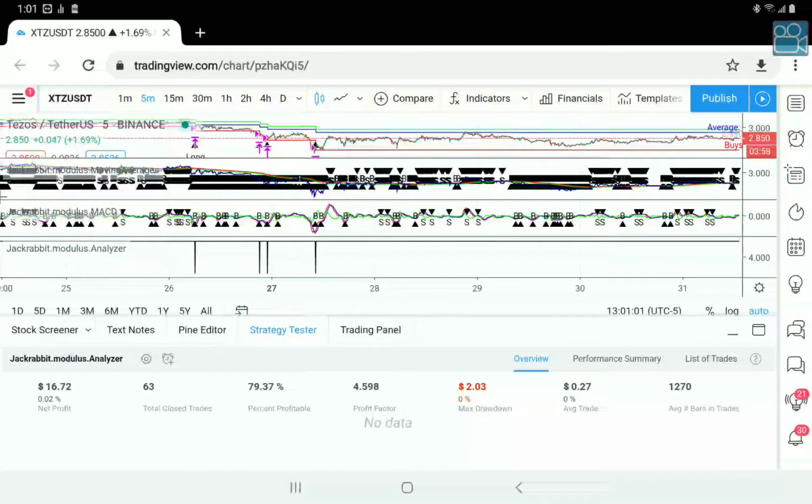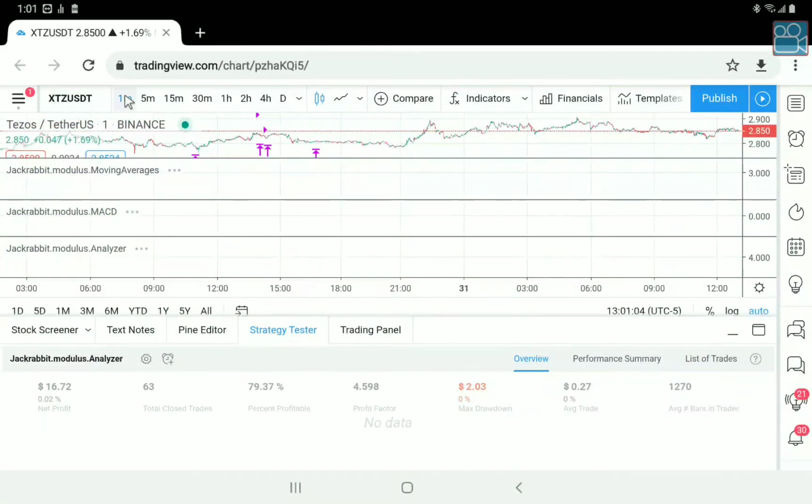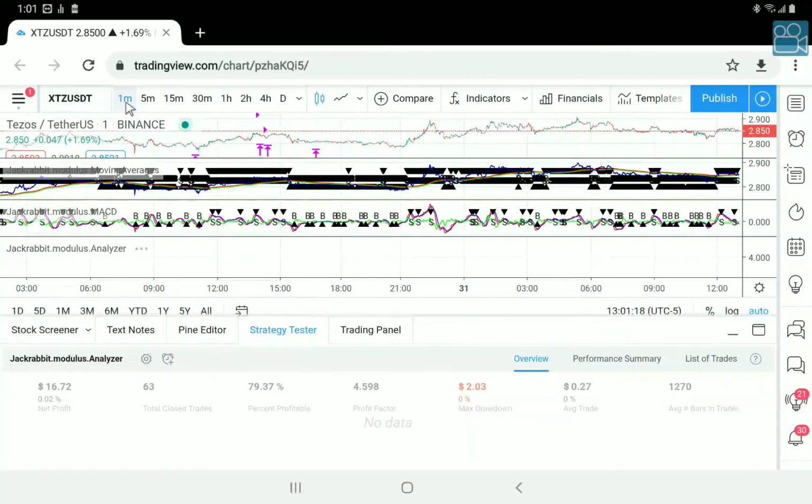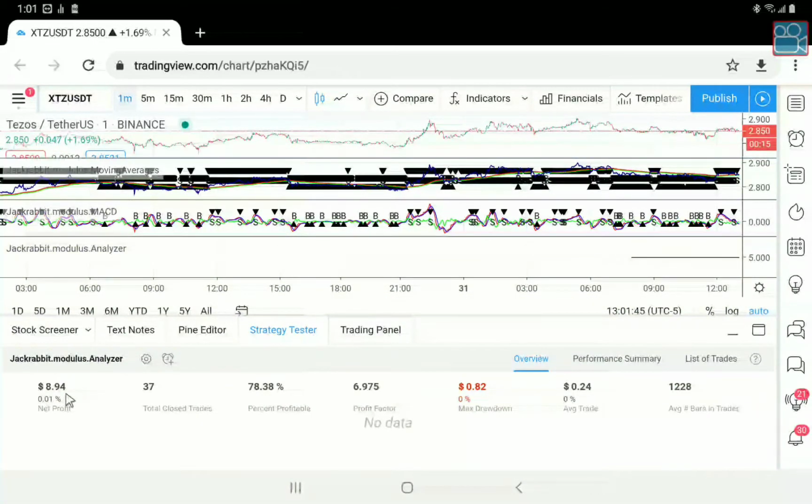$16.72. If you go to the 1-minute chart, same thing, 24 hours in a day, 60 minutes per hour. That gives you 1,440 minutes per day. 5,000 candles divided by 1,440 is roughly 4.5 days. So every 4.5 days, this combination will make $8.94, or what I will roughly say, just $8. And I'll explain that in a minute.